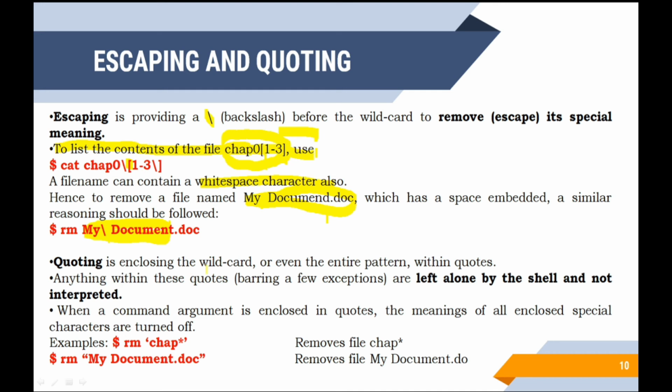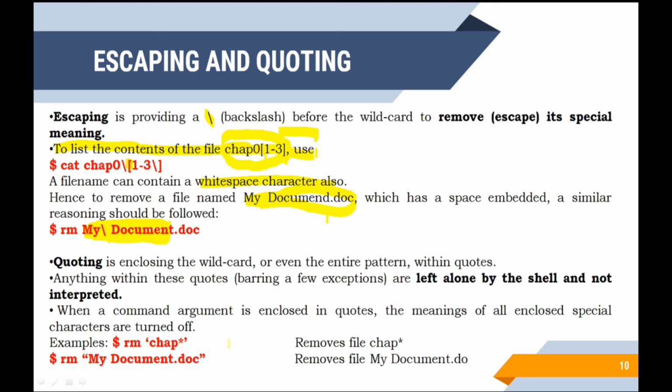Quoting is enclosing the wildcard, or even the entire pattern, within quotes. Anything within these quotes means what? It is left alone by the shell and not interpreted. When a command argument is enclosed in quotes, the meaning of all enclosed special characters is turned off. For example, see here, simple.